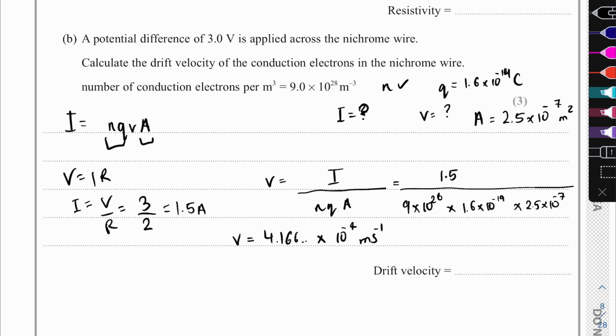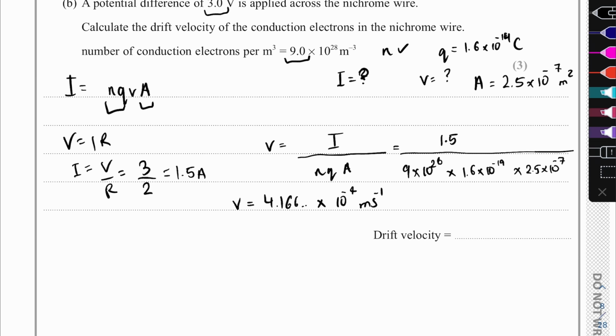Again, what should we round to? You can see that the lowest amount of significant figures is 2, or 1 decimal place. So we should round it to 1 decimal place. So we will get 4.2 times 10 to the power of negative 4. Don't forget the units, meters per second, or meters second to the minus 1.